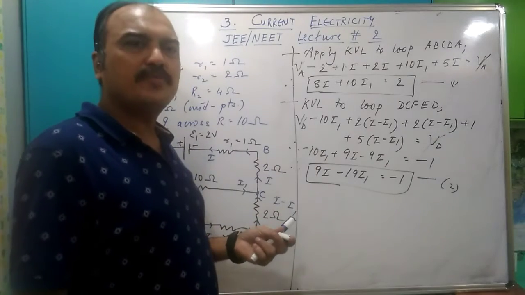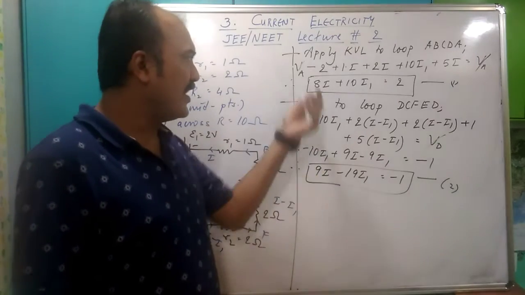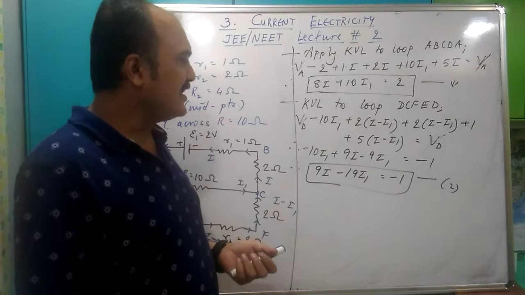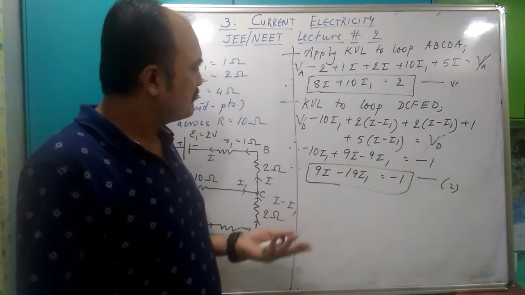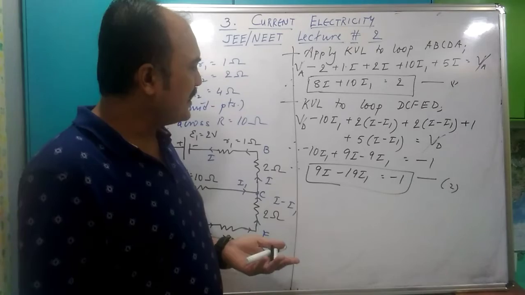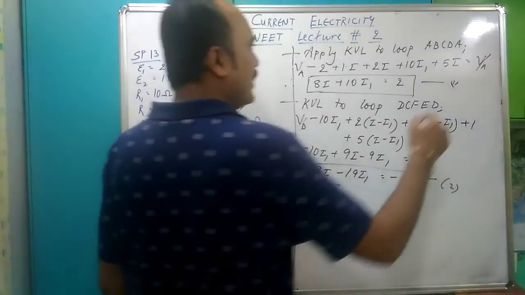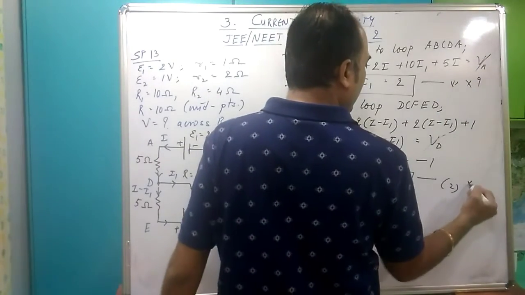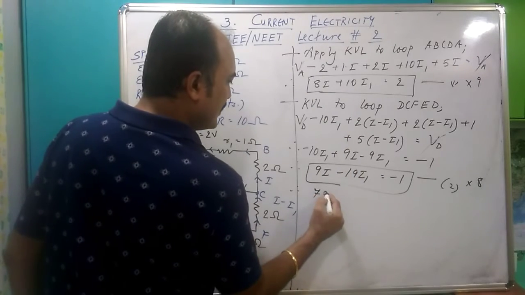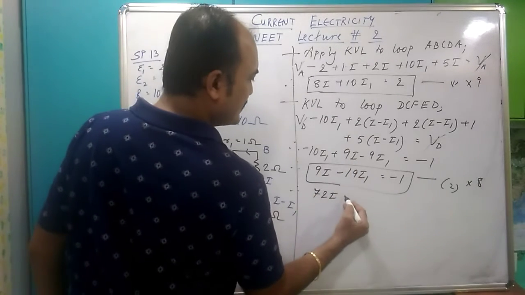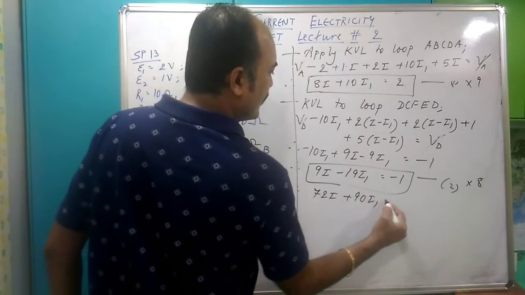So what seems to be a nice proposition to remove I from the surrounding? I think for 8 and 9, the common factor is 72. 9 8s are 72. So we'll multiply this by 9 and we'll multiply this by 8. And what do we have now? 9 8s are 72I and 9 10s are 90I1.